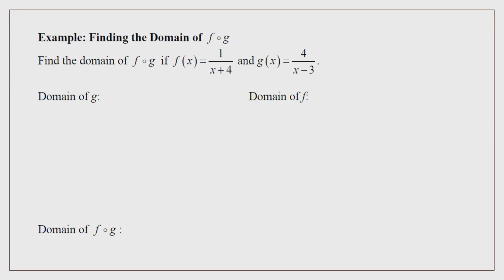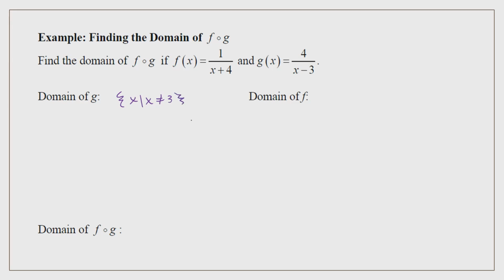So we're asked to find the domain of f composed with g if f of x equals 1 divided by x plus 4, and g of x equals 4 divided by x minus 3. First, let's find the domain of g. g of x has a denominator that cannot be 0. So x minus 3, if we set it equal to 0 to find the x value that makes the denominator 0, we would get the value 3. So the domain of g is all x values except for when x is 3.